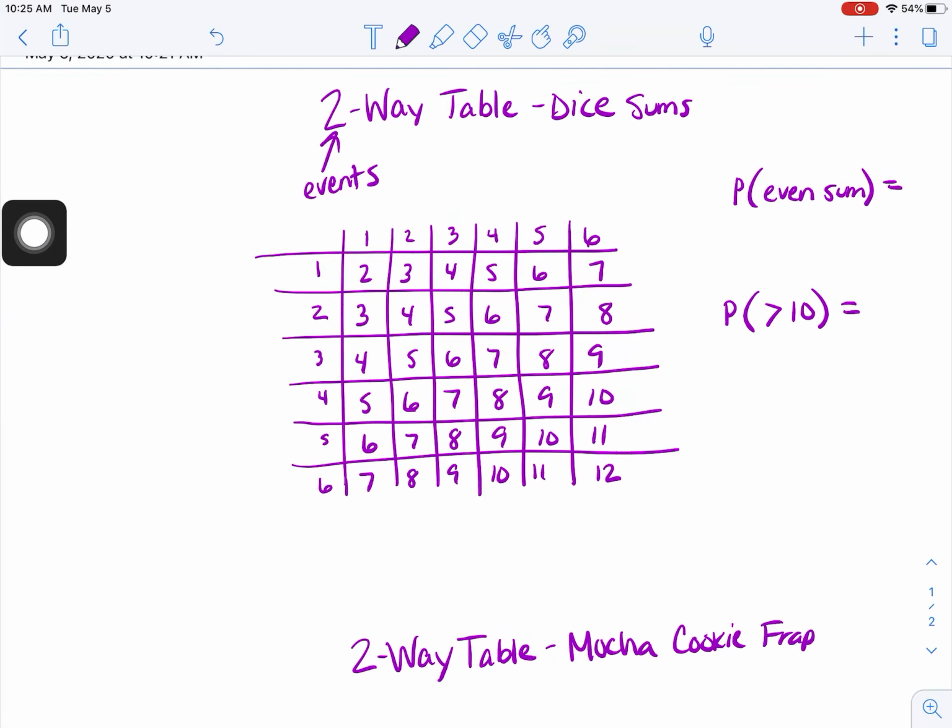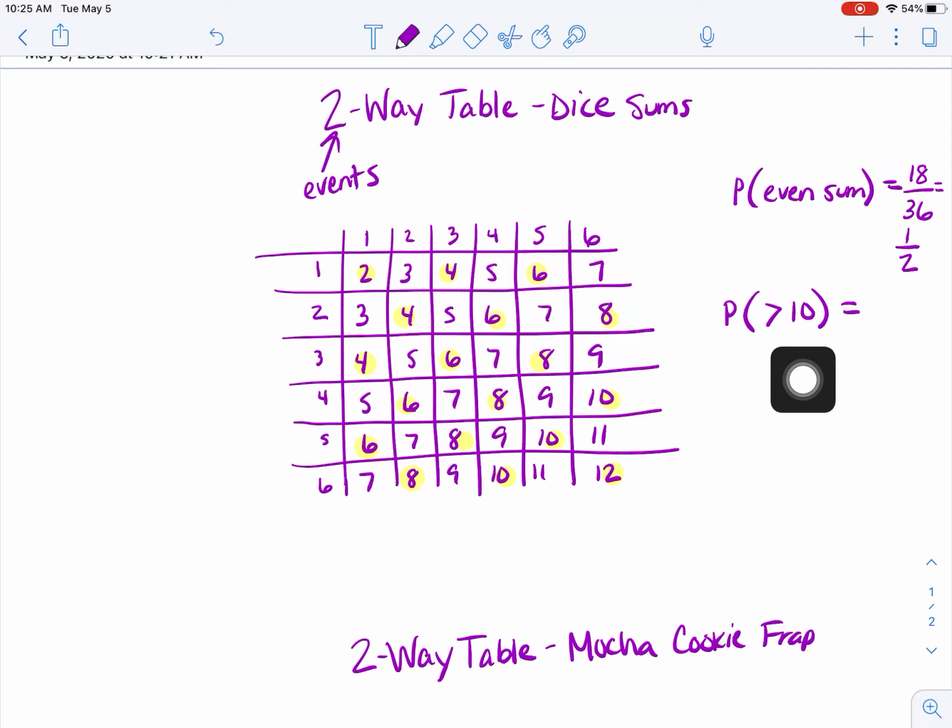So we're going to go ahead and first figure out the probability that I'm going to have an even sum. So if I go through and just highlight all the even numbers, I have 1, 2, 3, 4, 5, 6, 7, 8, 9, 10, 11, 12, 13, 14, 15, 16, 17, 18 out of, it's a 6 by 6, so it's 36. So in other words, that's the same as I've got a 1 out of 2 chance of getting an even sum. They are equally likely.